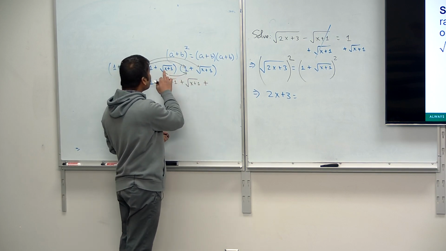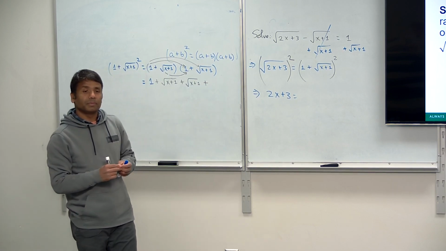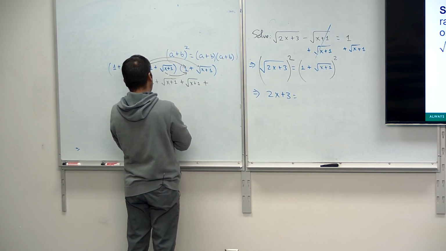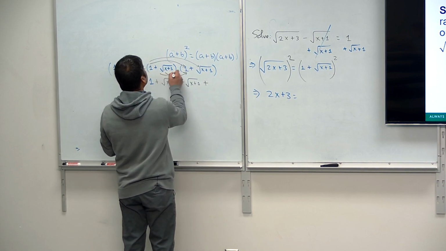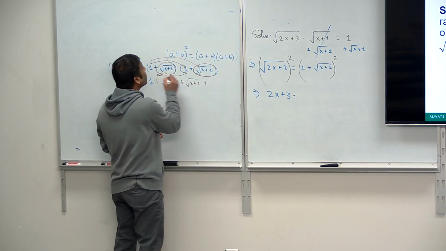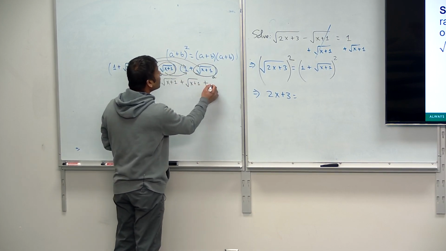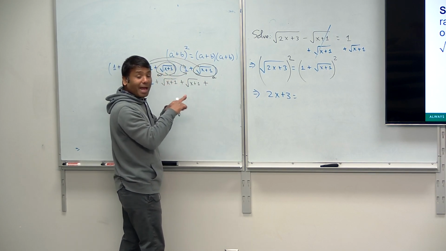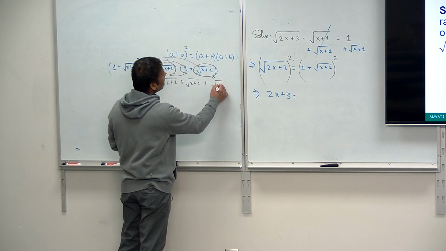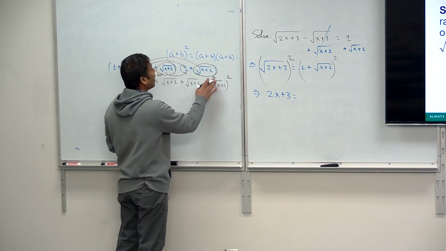Now what is radical x plus 1 times radical x plus 1? So let's say this is A. So what is A times A? If you have A here, what is A times A? A square. Now this is A square. But in place of A, what do you have? Radical x plus 1, is that right? So this is radical x plus 1 square. Does that make sense? Okay?